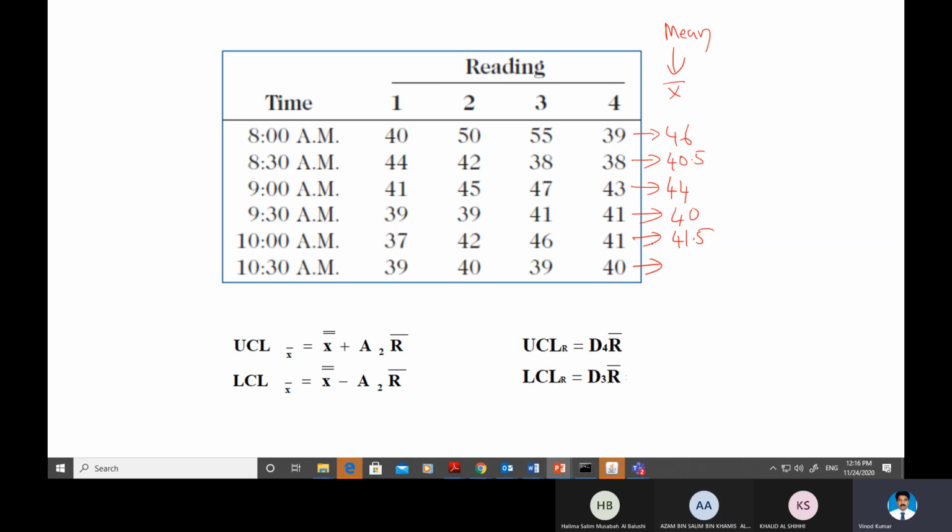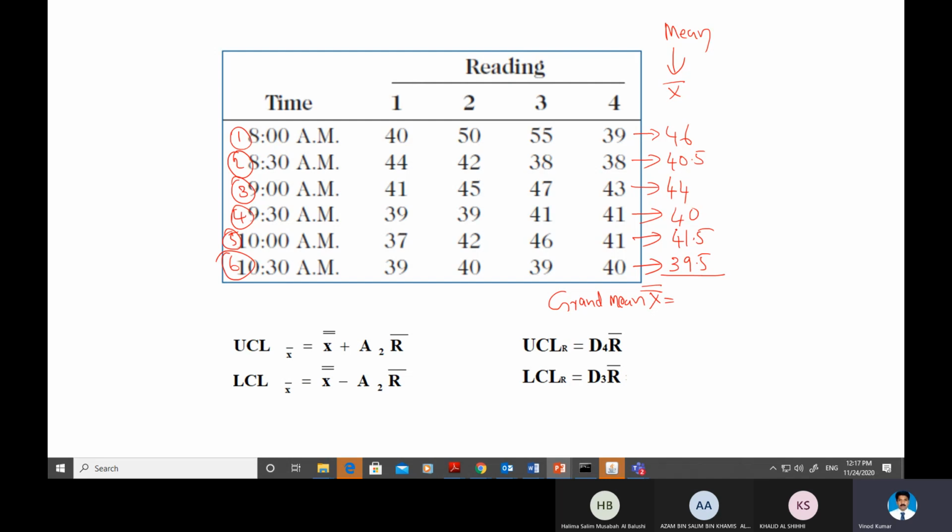So this is mean. 39.5. So we got X bar for all sets of samples. 1, 2, 3, 4, 5, 6 sets. Can we calculate the grand mean? Grand mean is X double bar, equal to the average of all these 6: 46 plus 40.5 plus 44 plus 40 plus 41.5 plus 39.5 divided by 6. Number of samples is 6.